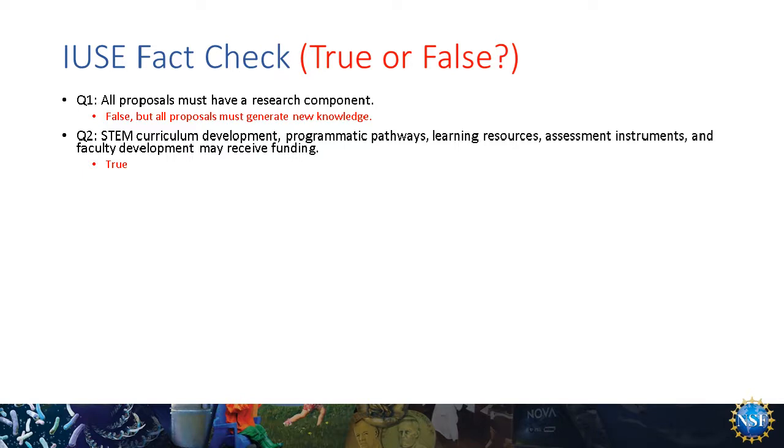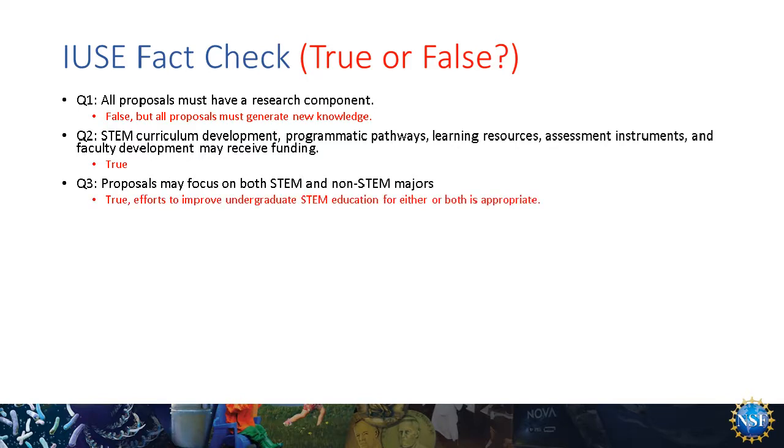True. Any one of these would be an appropriate avenue for developing a project and for receiving funding from the National Science Foundation. Proposals may focus on both STEM and non-STEM majors. Also true. We seek to improve undergraduate STEM education for all types of students, and that includes both majors and non-majors as appropriate to the project.